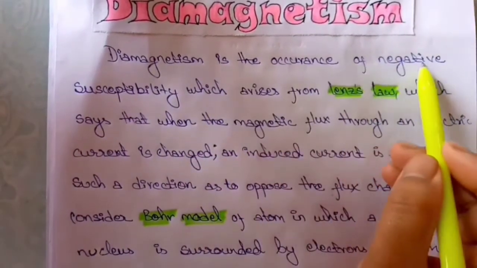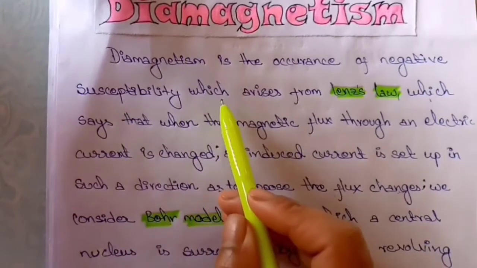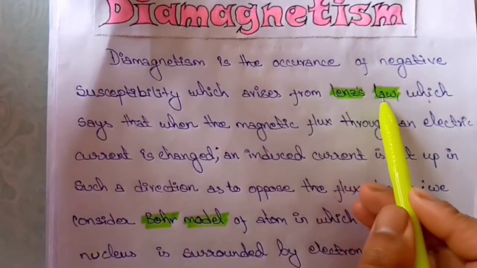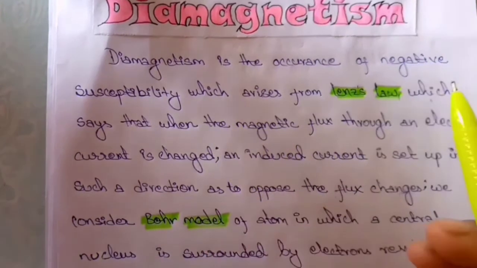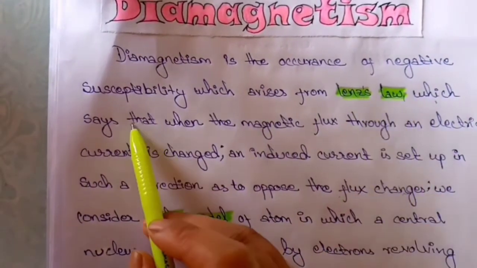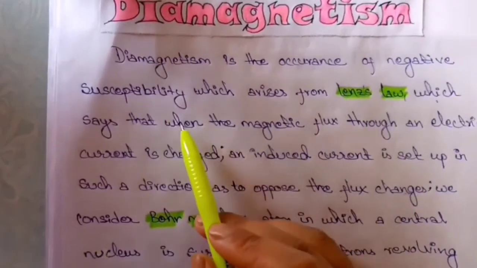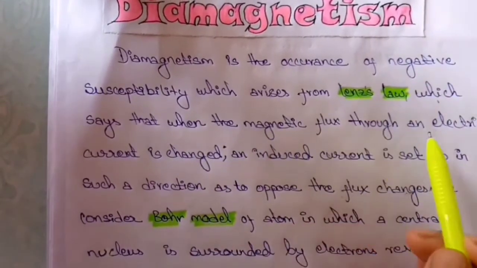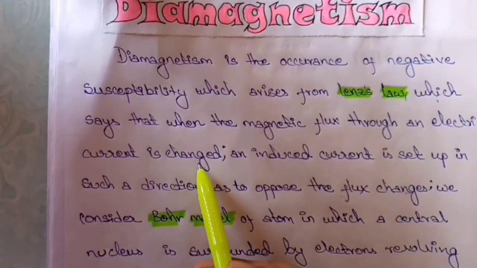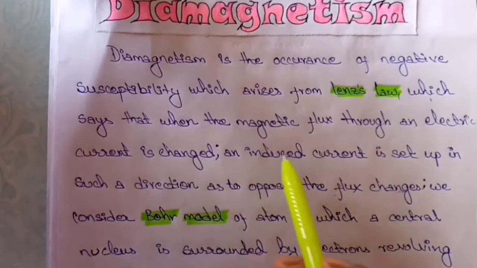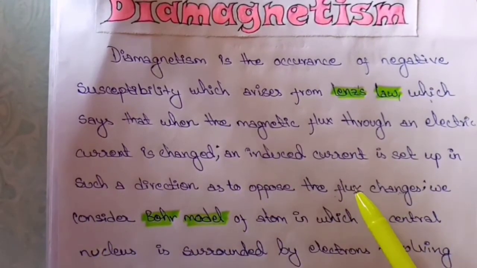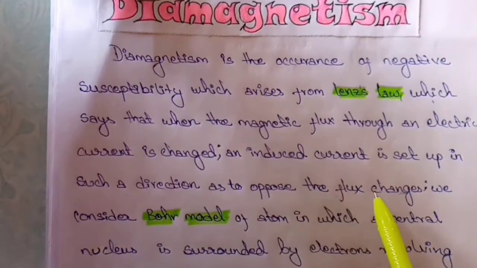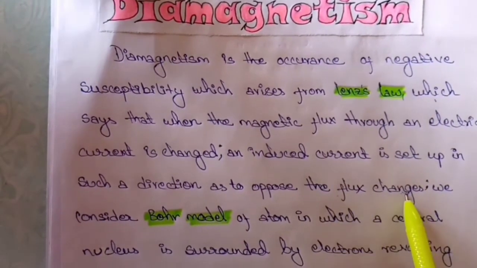Diamagnetism is the occurrence of negative susceptibility, which arises from Lenz's law. Lenz's law we have already studied. Lenz's law says that when the magnetic flux through an electric circuit is changed, an induced current is set up which has a direction such as to oppose the change in the magnetic flux.